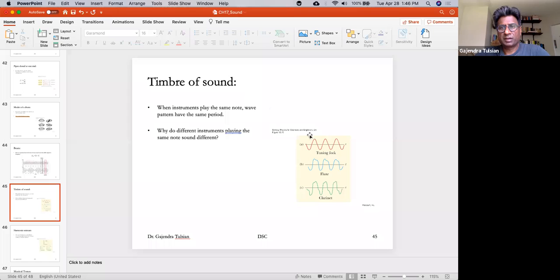The timbre of the sound. So here is the same note being played by three different instruments. And when we say a note, what we mean is the period of the wave is the same. Of course, the shape of the wave is different, but the period of the wave is the same. So here is, let's say, a tuning fork playing the C note, the flute playing the C note, and the clarinet playing the C note. So what's different is the harmonic mixture.